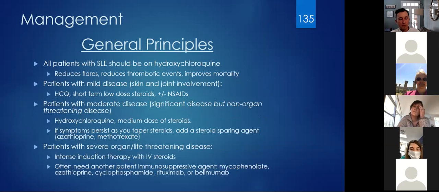Now, with severe disease, which is life or organ threatening, those patients need to be hit really hard with IV steroids. And most of them are going to need some other type of potent immunosuppressive agent, okay? I think the ones I've seen used the most are cyclophosphamide and rituximab.